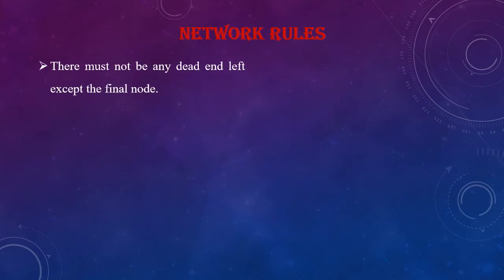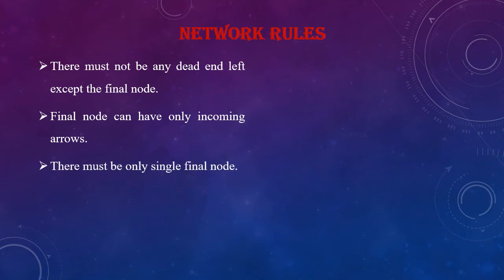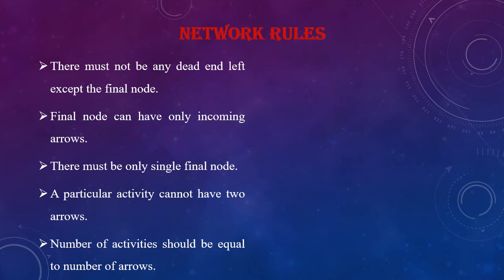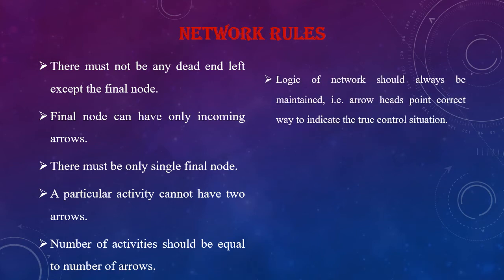There must not be any dead end left except the final node. The final node can have only incoming arrows. There must be only a single final node. A particular activity cannot have two arrows. The number of activities should be equal to the number of arrows. The logic of the network should always be maintained.